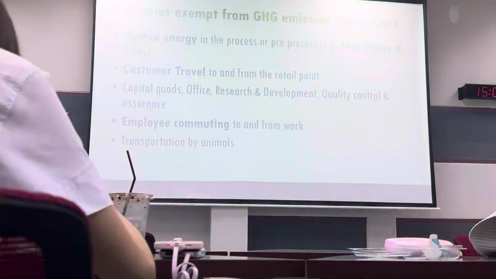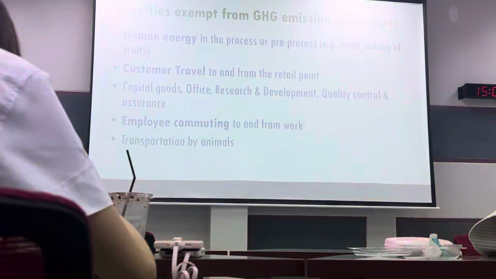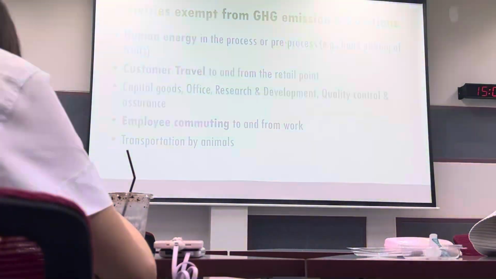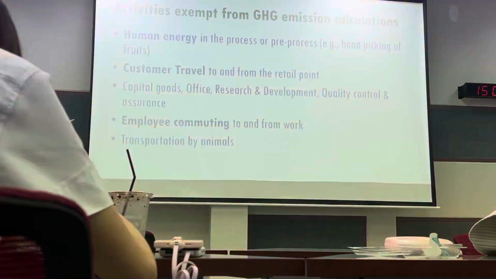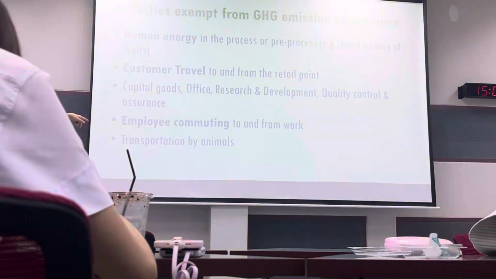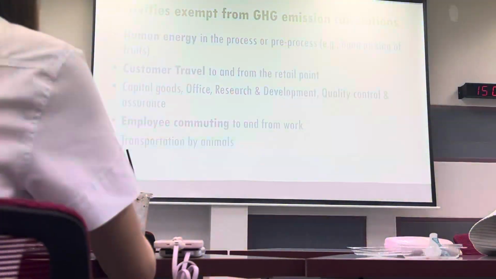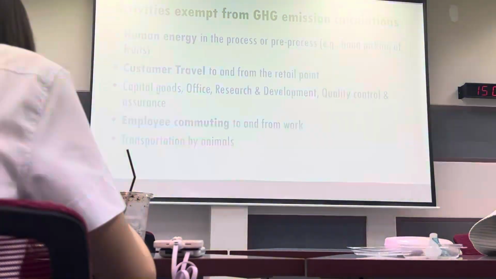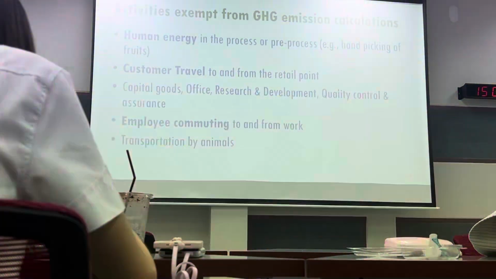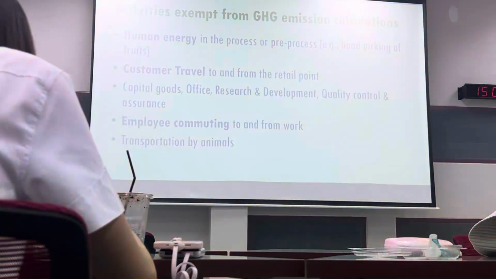The capital goods, office, research and development, quality control and assurance process, they do not count. Employee commuting to and from work is not counted here for CFP, but it will be counted for CFO. And transportation by animals. So in case you use a horse or donkey or maybe an elephant to drag the log around, that one doesn't count either.